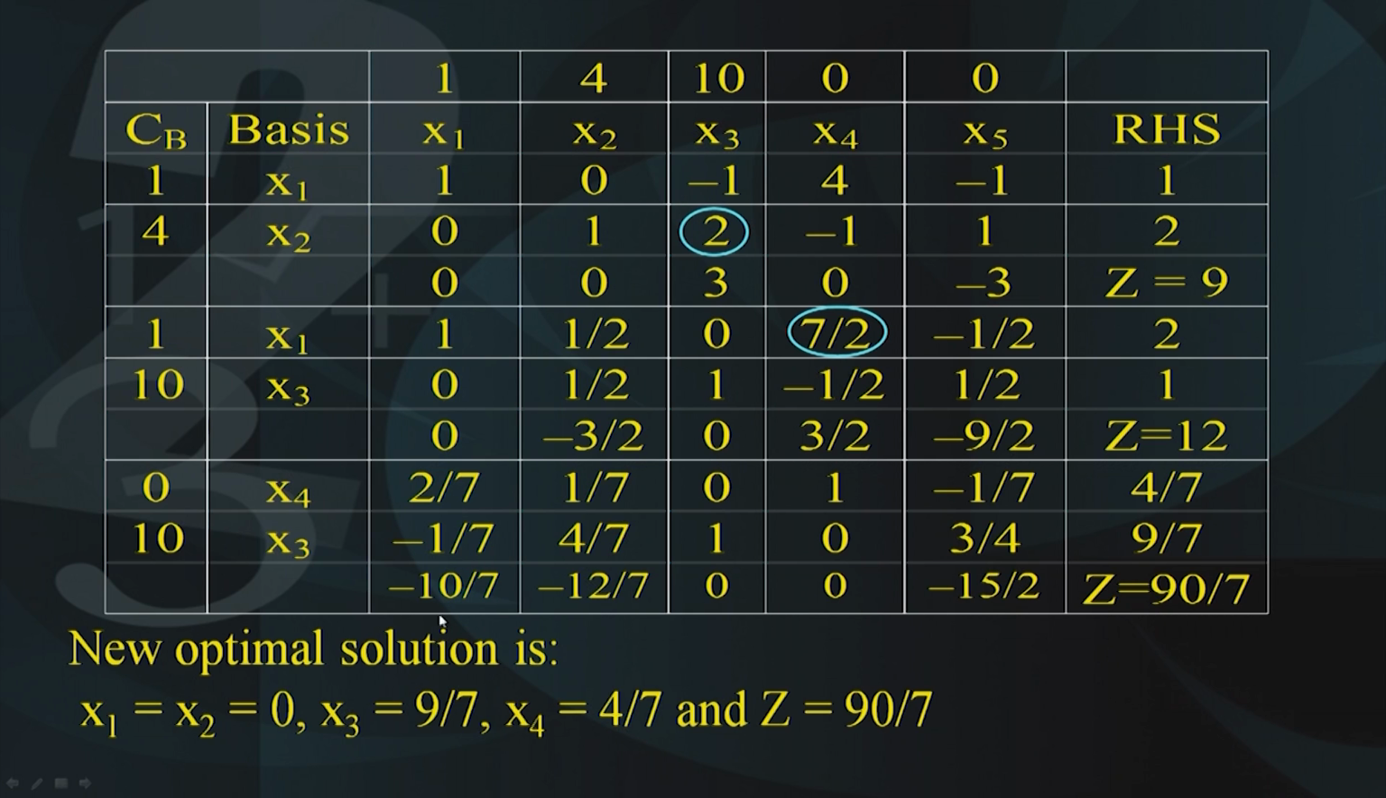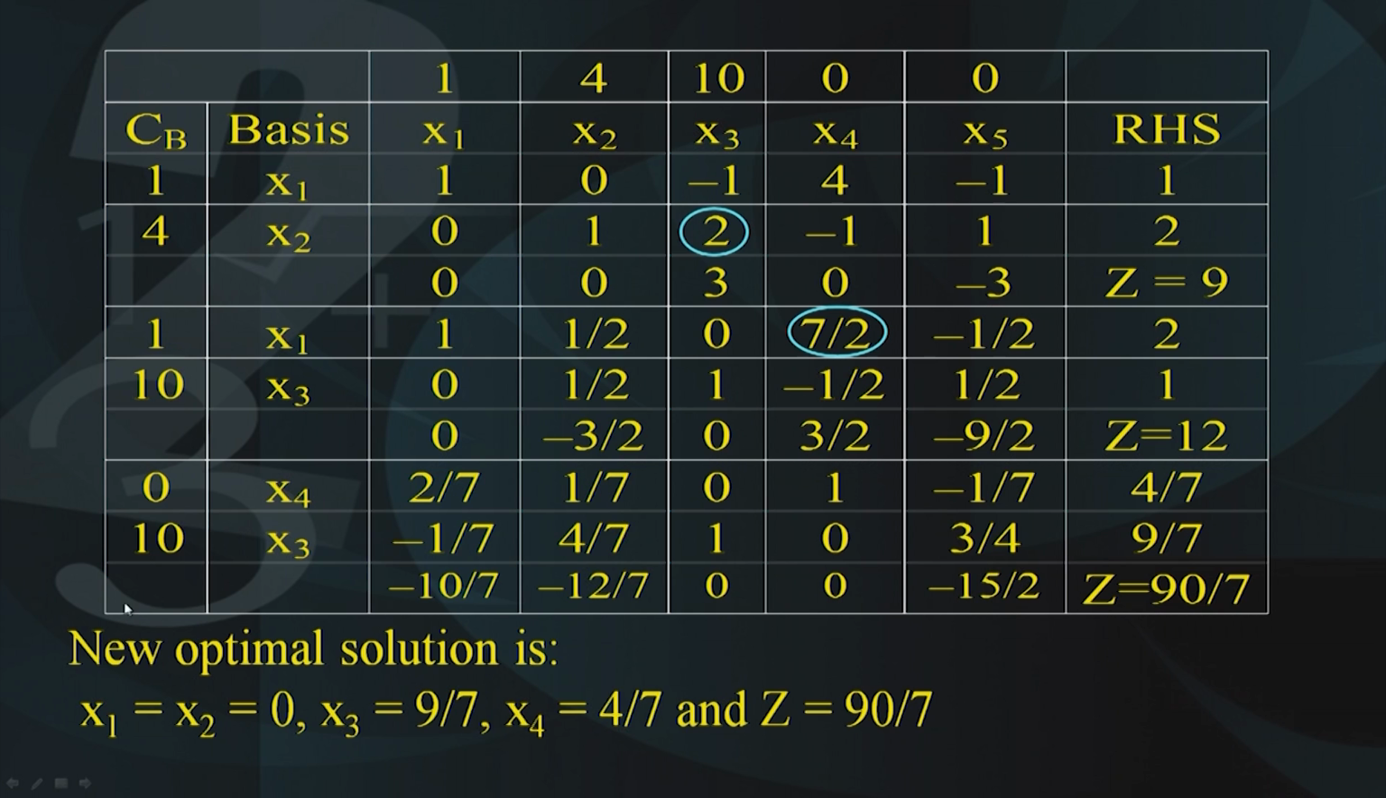Let us look at the deviation entries. First one is minus 10 by 7, minus 12 by 7, these are both 0, and minus 15 by 2, with an objective function value as 90 by 7. This indicates that the new optimum solution is x 1 and x 2 equal to 0, x 3 is equal to 9 by 7, x 4 is equal to 4 by 7 and z is equal to 90 by 7.